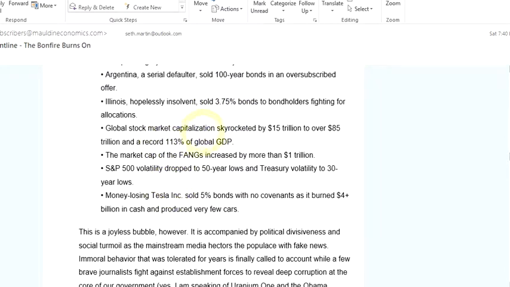Global stock market capitalization skyrocketed by $15 trillion, just in 2017, to over $85 trillion, a record 113% of GDP. The market cap of the FANGs increased by more than $1 trillion. So the FANGs are Facebook, Apple, I forgot what N is, and then Google. I wonder why I can't think of N. Amazon? No, it's kind of Amazon. Facebook, Apple, something, and Google.